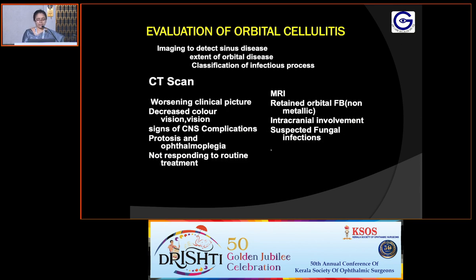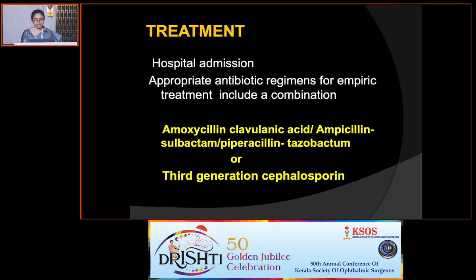Coming to the evaluation, imaging is to detect sinus disease, extent of orbital disease, and classify the infectious process. So when will you do a CT scan? Worsening clinical picture, decreased color vision, then signs of any CNS complications. MRI if you're suspecting a retained orbital foreign body, especially a wooden foreign body. So when you see a patient with orbital cellulitis, the first thing you should do is check the vision. Complete the ophthalmic examination and then admit the patient.